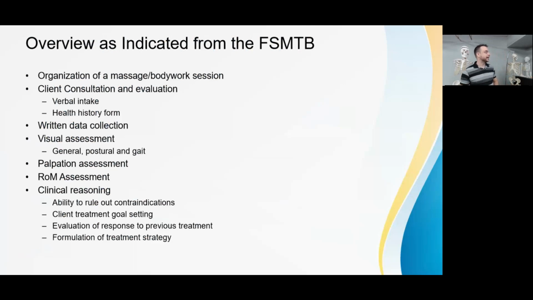And then the last category is clinical reasoning, which lists some suggestions about this, which is the ability to rule out contraindications, how to set treatment goals and how to build a treatment plan, evaluating the responses of the previous treatment, so basing your current session off of the results of the previous session and how the client came in and responded to that, and then the formulation of the treatment strategy. So let's go ahead and start knocking all of these sections out one by one.